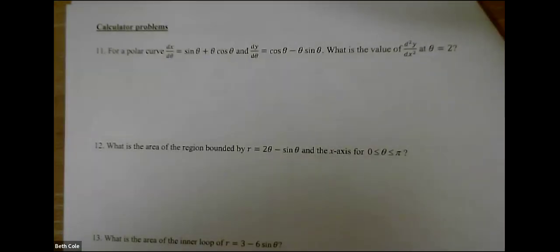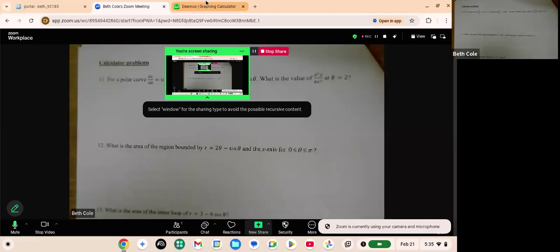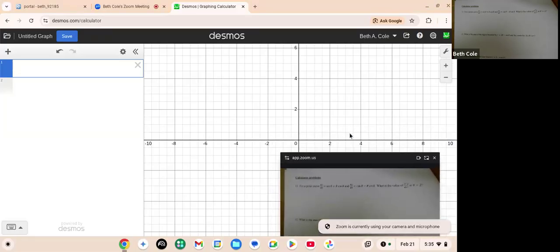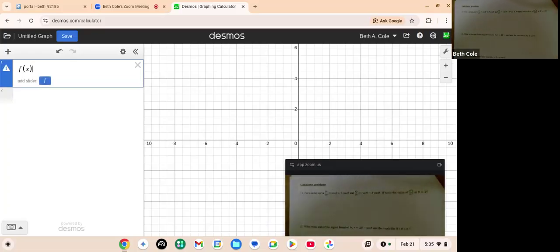All right, so these ones are our calculator problems. And so I'm going to have to keep going back and forth between the calculator and my paper. I'm going to go ahead and go to the calculator because you all have this on paper. Also, you can see this off to the bottom of the screen here. So this one is asking for the second derivative at theta equals 2. So what I would do for this is I would write a function that is dy d theta over dx d theta, because that's going to be your first derivative.